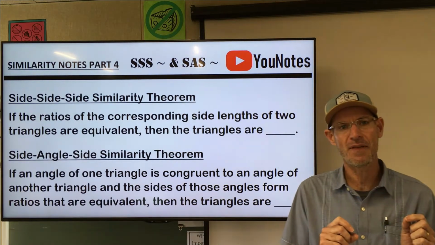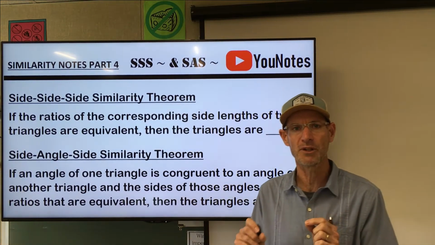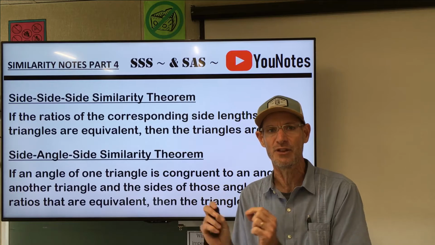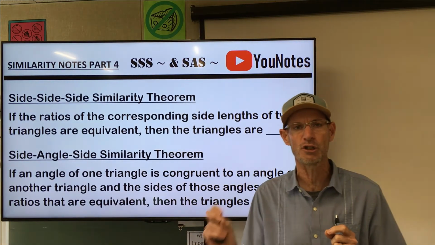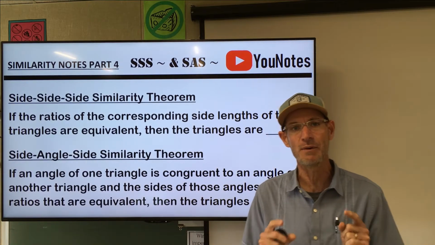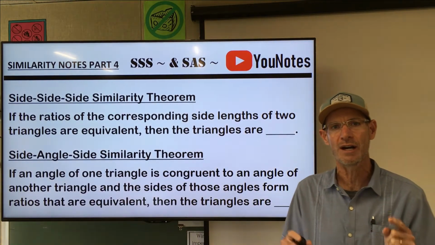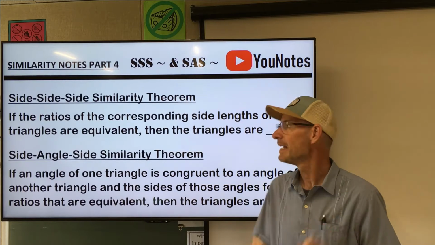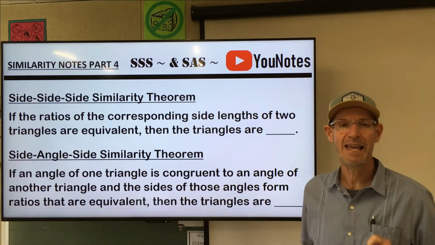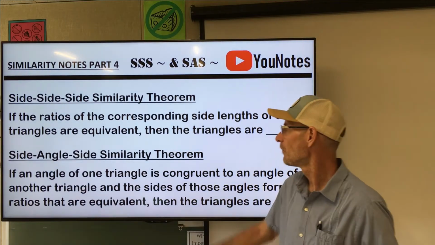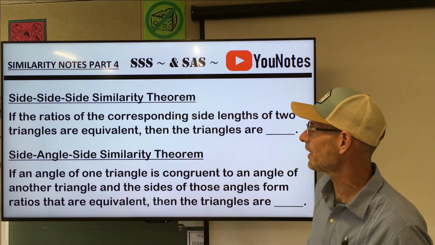The next method that we use to show that triangles are similar is the SSS Similarity theorem. If we can show that two angles of one triangle are congruent to two angles of another triangle, then we know that those triangles are similar. Today, it's the SSS Similarity theorem and the SAS Similarity theorem. First, the side-side-side similarity theorem.